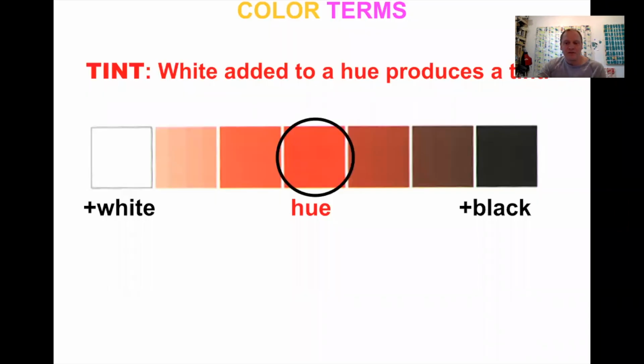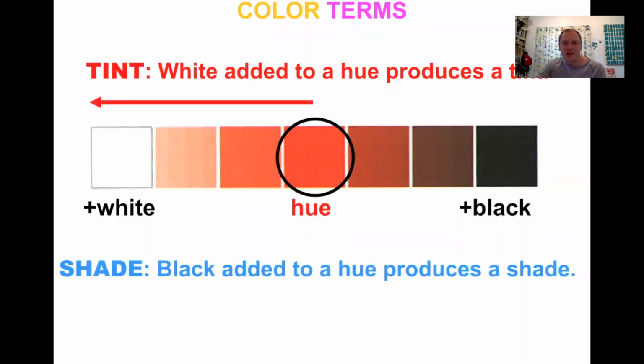Here are some super key terms I want you guys to use correctly now, forever, the rest of your lives. Tint. A tint is when you add white to a hue. So if we've got red and we add white to it and we get pink, pink is actually a tint of red.